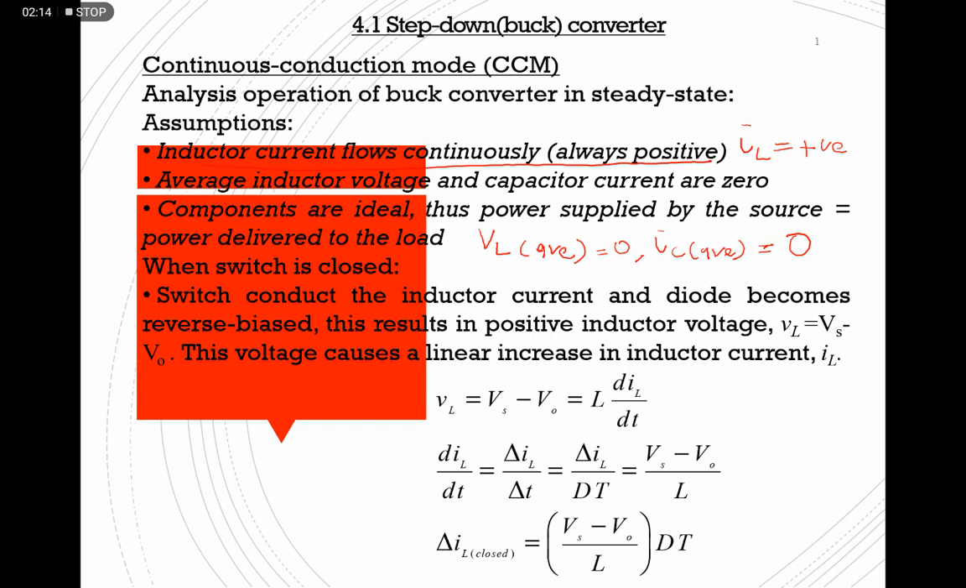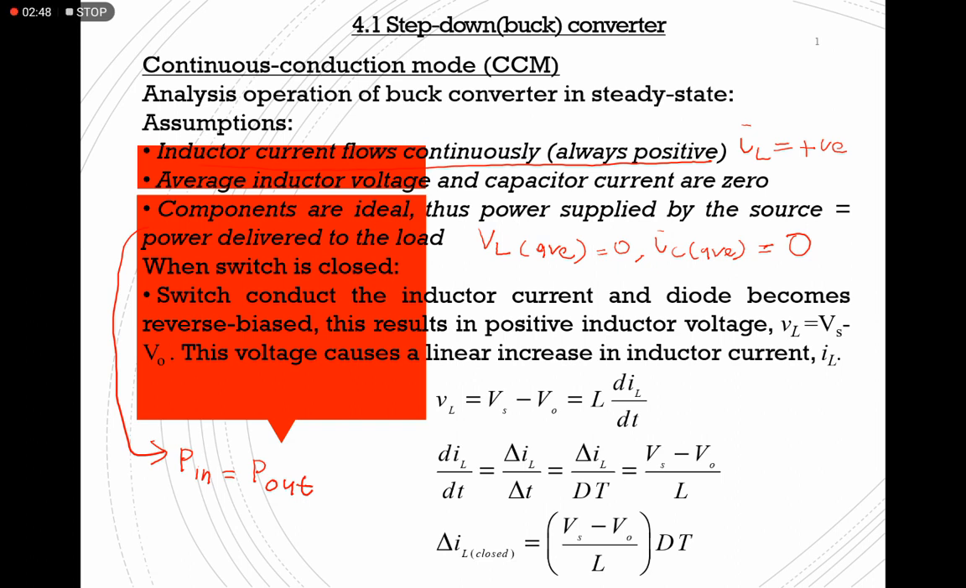And then we assume all components are ideal. All components being ideal means there will be no losses contributed by each of the components inside the circuit. So your input power will be equal to your output power. These are the three assumptions that we make in order to ease our analysis in CCM.